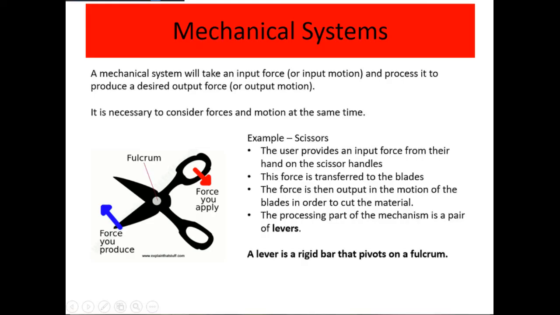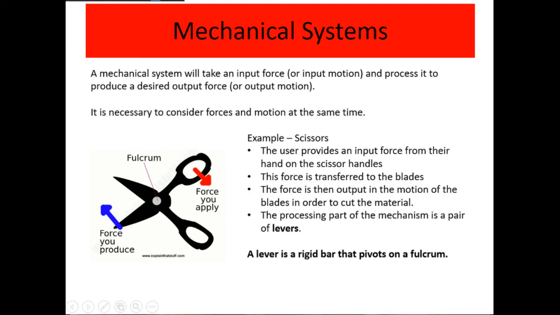Okay, moving on, we are going to look at mechanical systems. It follows on quite nicely because mechanical systems use these types of motion. Oh, my phone's gone funny. Right, a mechanical system will take an input force or motion, because the two are very similar, and process it to produce a desired output force or output motion. If you're inputting something in, it's the action you do to start the mechanism off. The output force or motion is the result that you get from it.